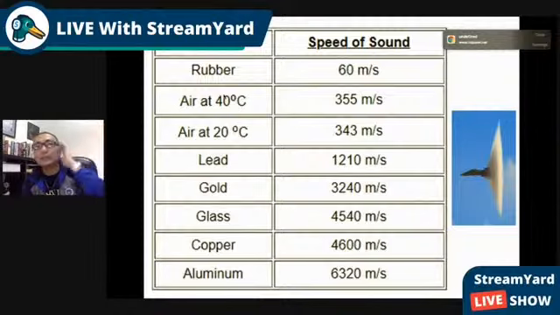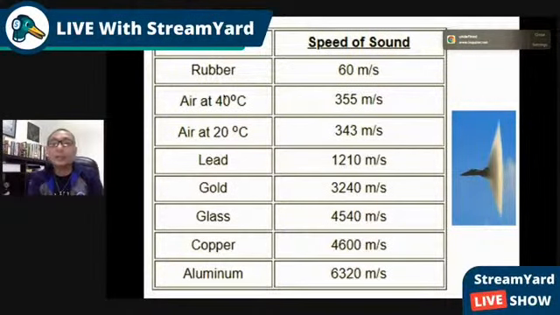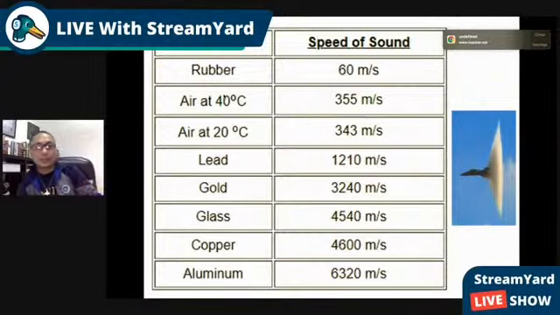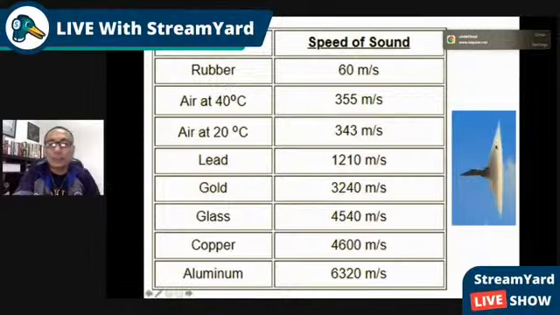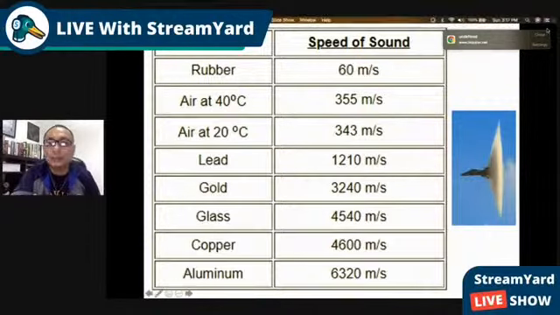If you hear the explosion 2 seconds after, that means it's twice as much, about 700 or 710 meters away from you. But as you can see, it travels slower in rubber, but it travels fastest in aluminum. Okay, take note of that. By the way, this one at the right side is a sonic boom.